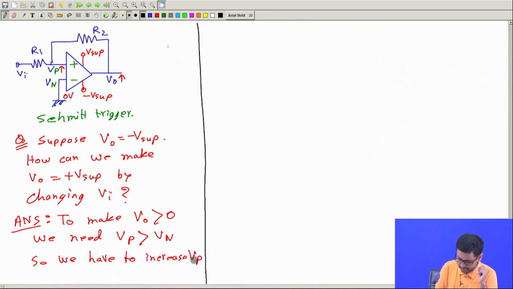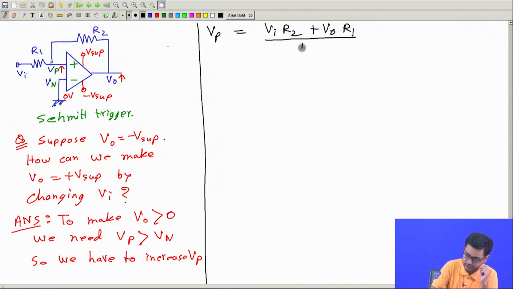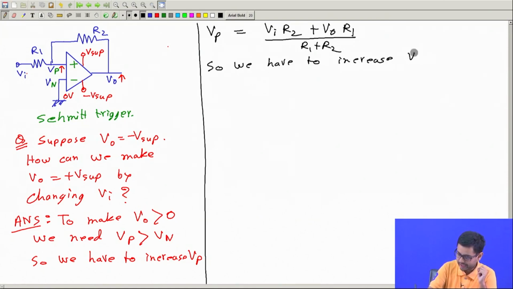And how can we increase Vp? By increasing Vi, because Vp is nothing but Vi multiplied by R2 plus Vo multiplied by R1, divided by R1 plus R2. Okay, so we have to increase Vi, because if Vi increases, then Vp increases. But how much? At least as much so that Vp becomes higher than Vn, and Vn is equal to 0.